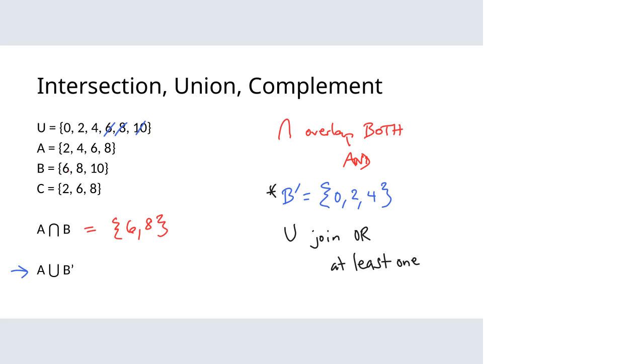We've got a lot more practice to do, so I think it'll probably come home, but I can talk about B complement over here for a minute. B complement is everything that is outside of B, but inside the universal set. And so if B is 6, 8, 10, that's these. B complement is everything else, the 0, 2, 4.